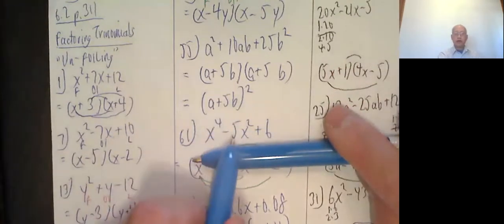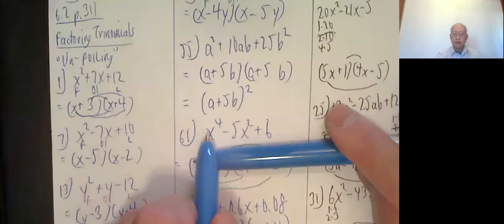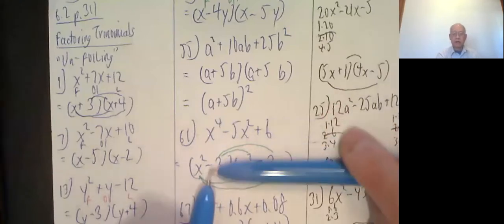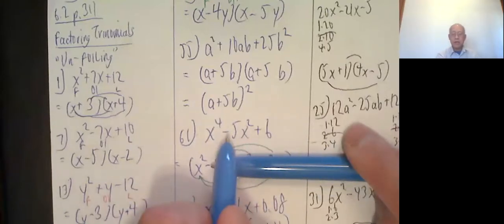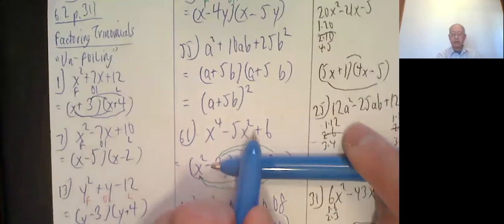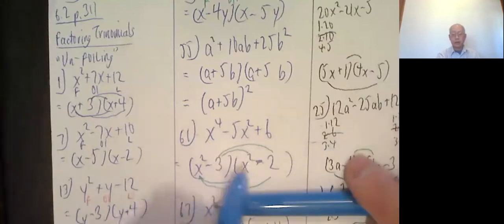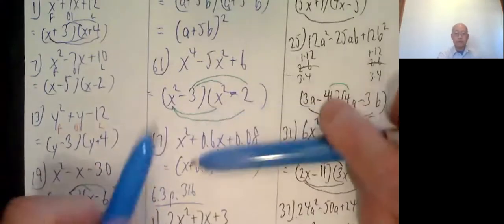Okay, x to the fourth minus 5x squared plus 6. Treat x to the fourth as x squared squared. So that means you put an x squared on each of these, x squared, x squared. Okay, so that's a little bit tricky, but other than that, everything else is the same. Minus plus means they're both minuses. Okay, product is 6, sum is 5, 2 and 3, or 3 and 2. So there we go. And you can check it with FOIL.